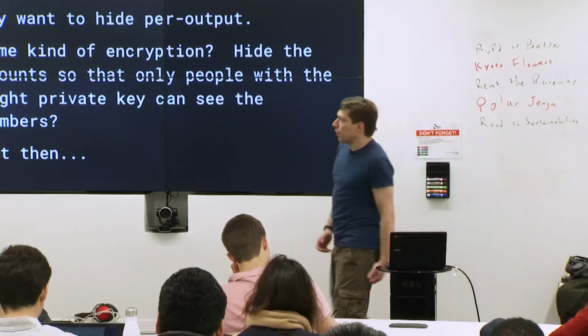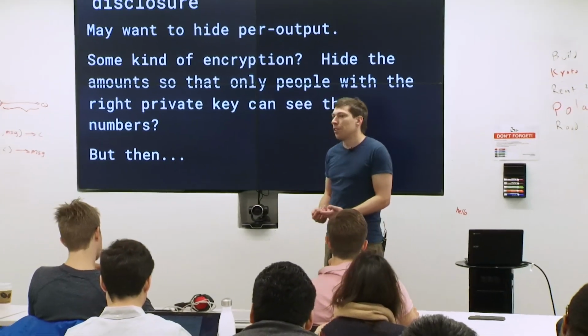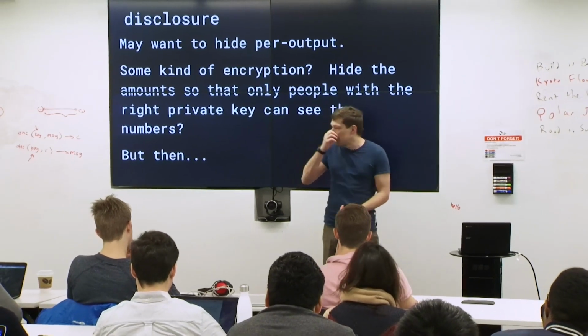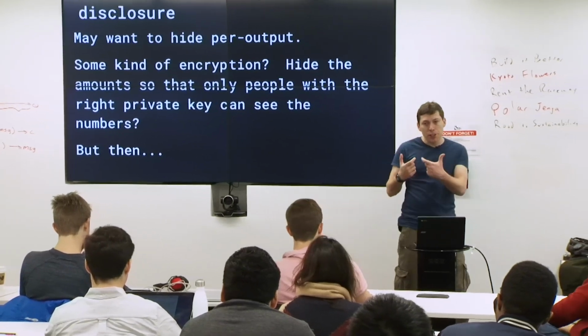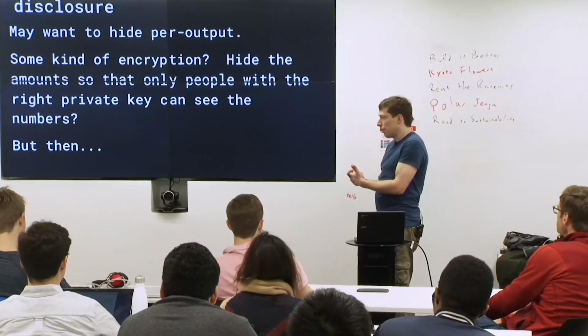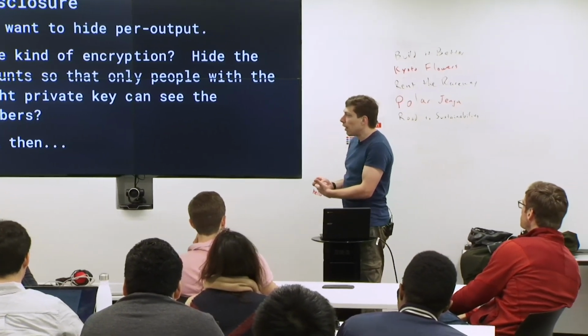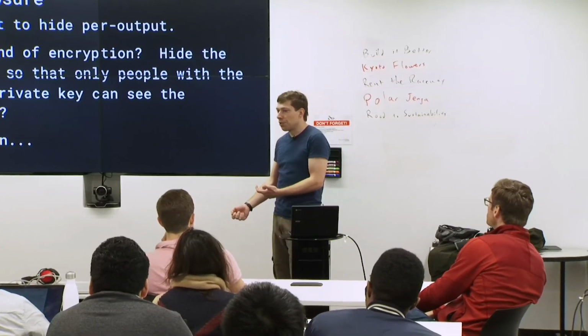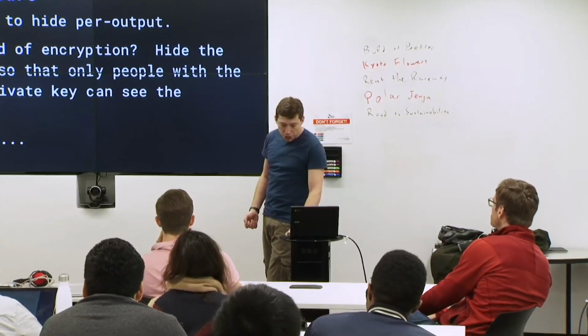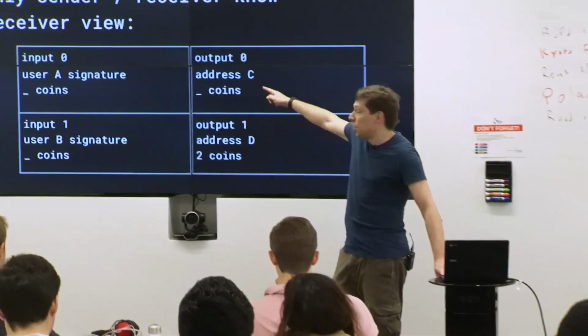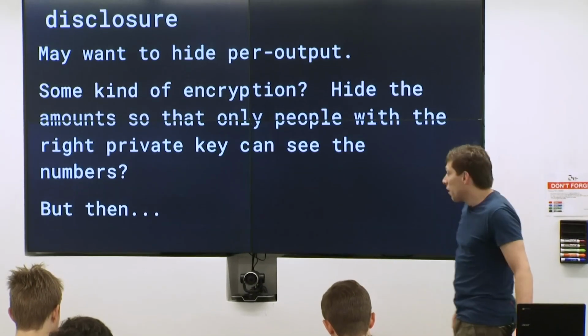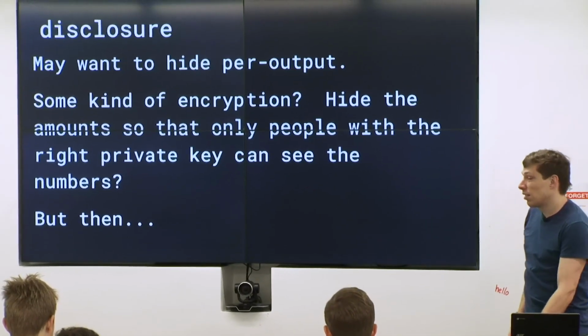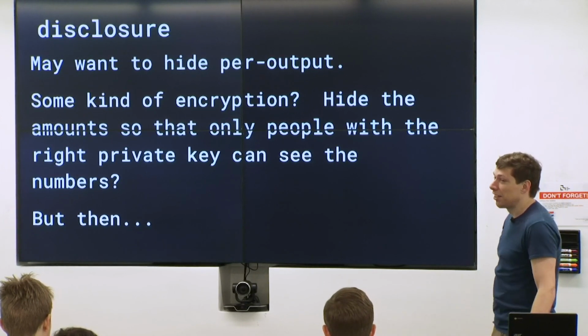But maybe we could say, okay, well, there's some kind of private key that the sender creates, encrypts the amounts, and then they put the encrypted amounts in the transaction, and they reveal the key to the receiver. And potentially you could have different keys for each amount, right? That would work. Any problems with that idea?